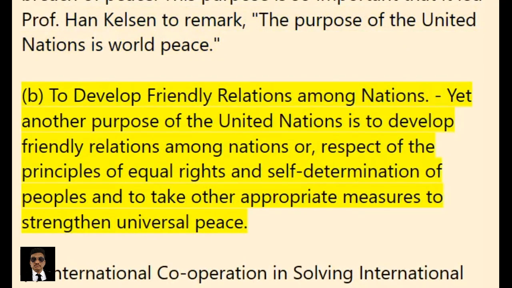B. To develop friendly relations among nations. Yet another purpose of the United Nations is to develop friendly relations among nations, on respect of the principles of equal rights and self-determination of peoples, and to take other appropriate measures to strengthen universal peace.